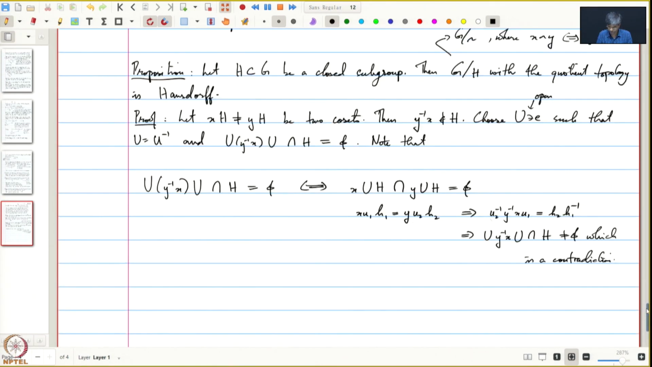Right. So similarly, we can prove the other way. Let's assume this is empty and let's prove this. So if this is not empty, then there is u1 y inverse x u2 equal to h. So this implies that x u2 is equal to y u1 inverse h, but this implies that x U H intersected y U H is not empty, which is a contradiction. Right. So thus we see that this holds. Okay.